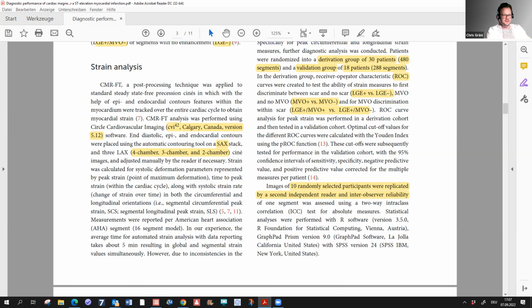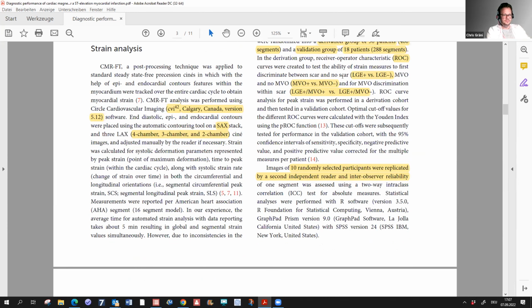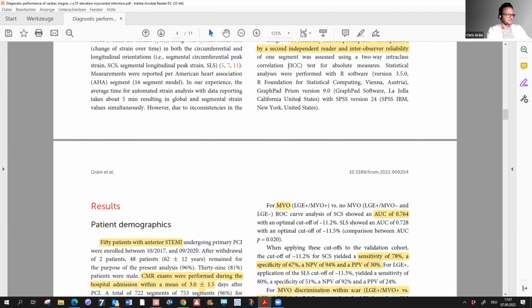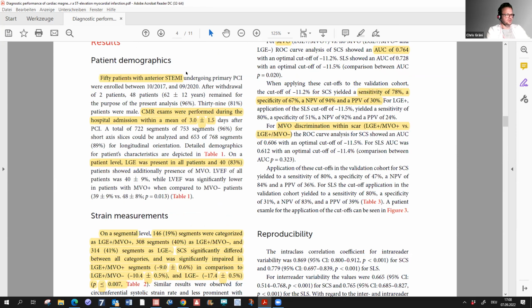We used the ROC curves, and we assessed scar versus no scar in the ROC curve. We assessed MVO versus no MVO in the ROC curve, and also we looked at within LG plus, within the scar, whether MVO can be differentiated or not. We also looked at the ICC, the intra-class correlation coefficient, and looked at how robust the inter- and intra-observer variability was. So I would like to move to the results.